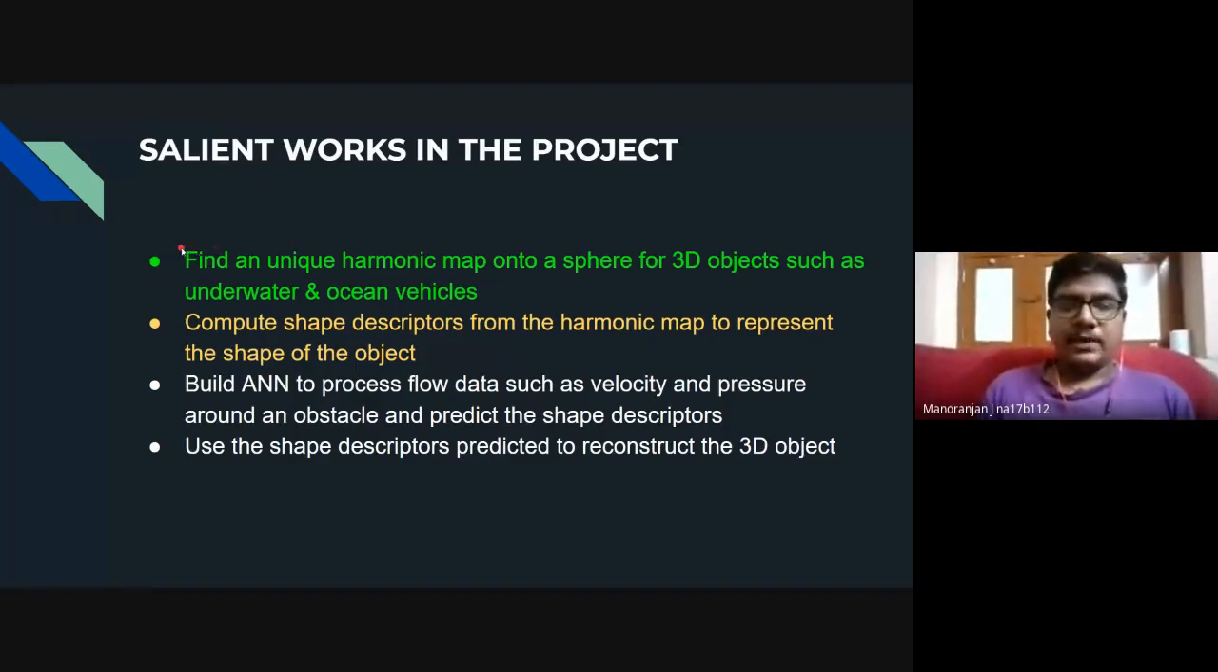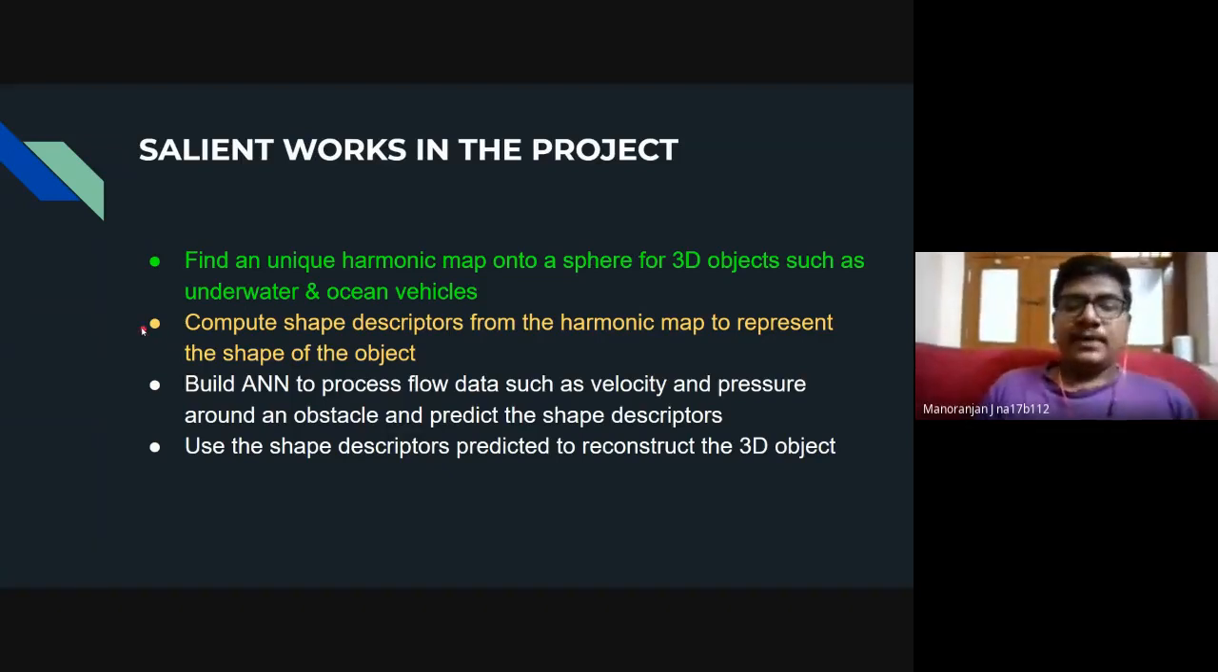So the overall process can be highlighted in these four points. We'll be finding a unique harmonic map onto a sphere for different 3D objects, in this case underwater and ocean vehicles, and we'll be computing the shape descriptors from the harmonic map to represent the shape of the object. Once these two topics are done, we'll have a way to represent a 3D object with a shape descriptor.